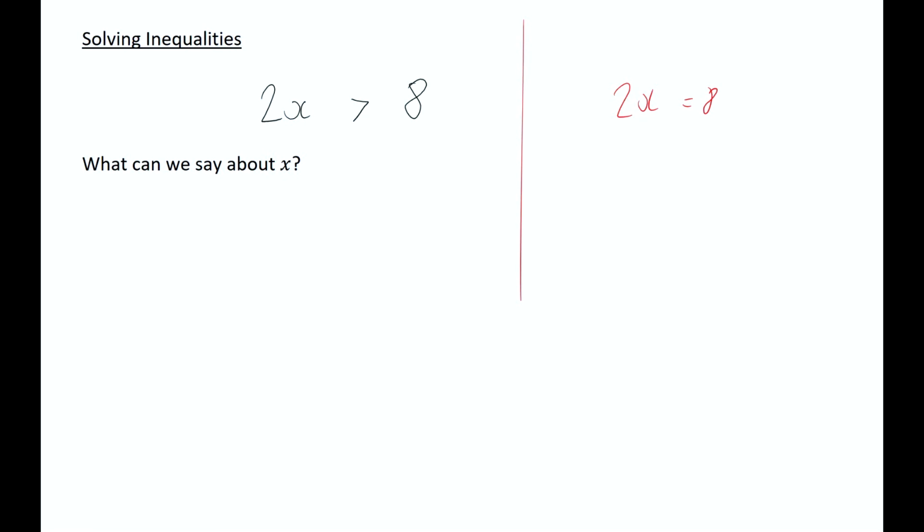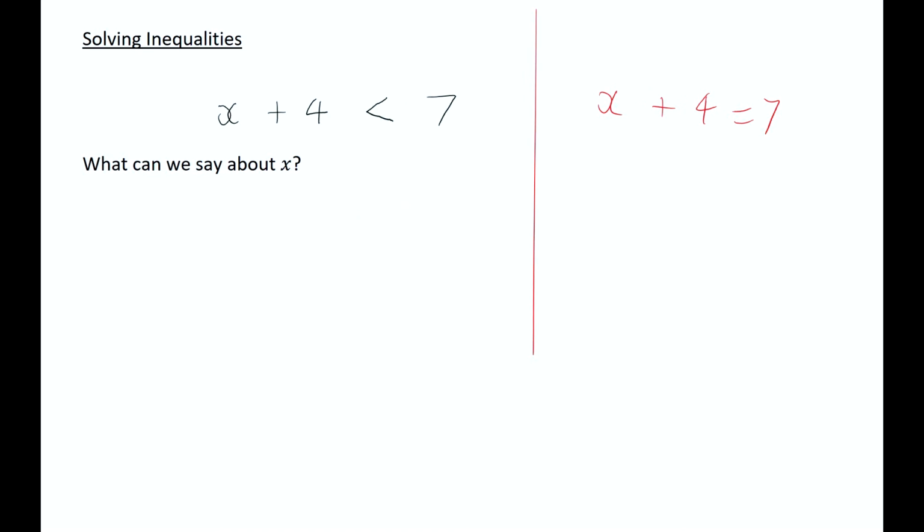So, solving inequalities. Here I've got this inequality that says 2 lots of x is greater than 8. In order to solve this, we basically follow the same methods we would do if we were solving 2x equal to 8. Here, if 2 lots of x is equal to 8, that means x equals 4. So if 2 lots of x is greater than 8, that means x must be bigger than 4. So what we're saying here is if I have some number that's bigger than 4, when I double it, it must be bigger than 8, which makes sense. Key thing for you to remember is that's the exact same method as just solving an equation. It just looks a bit different.